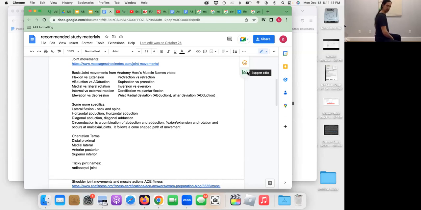Then hopefully you can feel how that allows your pelvis to tuck under, right? And that flexes your lumbar spine. So this is lumbar spine flexion, and this is lumbar spine extension. Lumbar spine flexion and lumbar spine extension. There will be some testing on that.